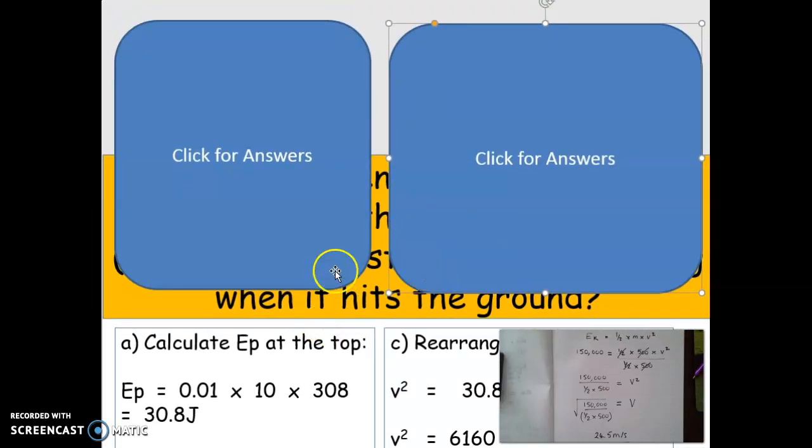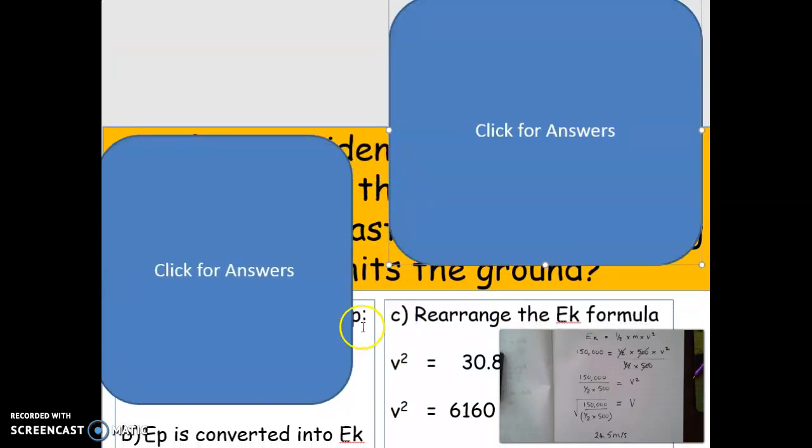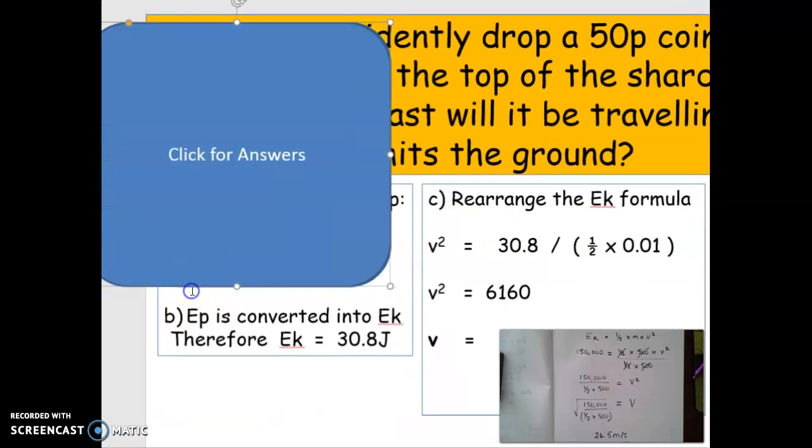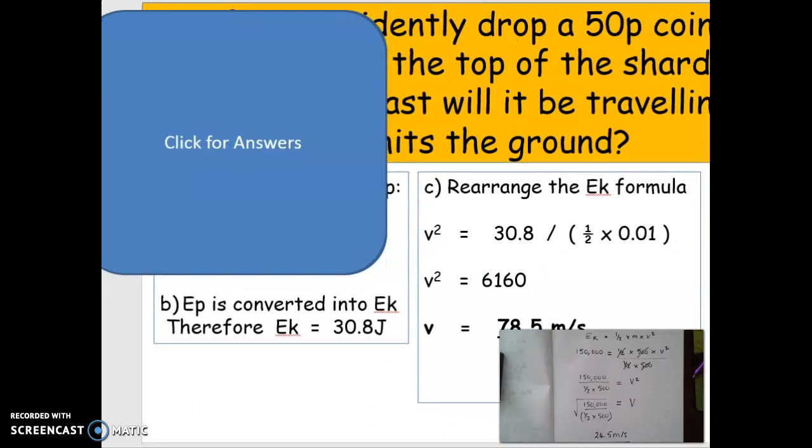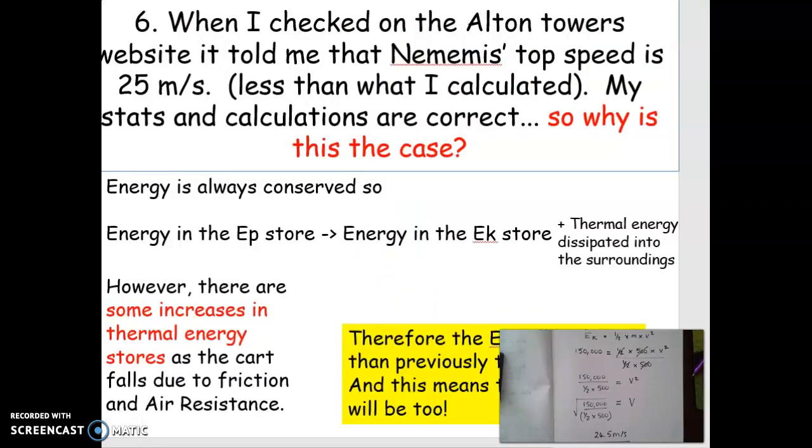Rearrange the EK formula, or go through the mass method that I just showed you. To get V on its own, we had to square root this number over here, 78.5. So we need to square root that number to get our V on its own. Excellent. The answers are supplied with those sheets, so we'll just move on to the next bit down here.